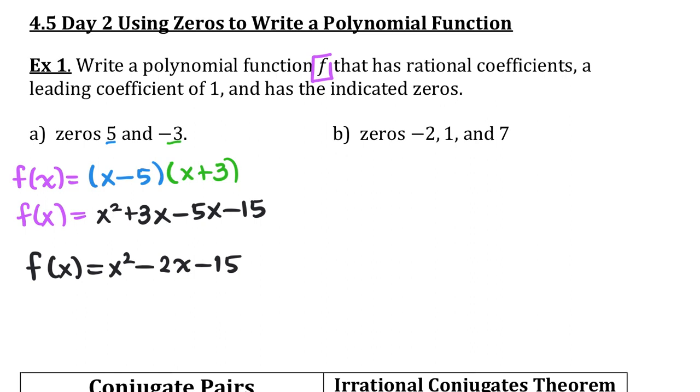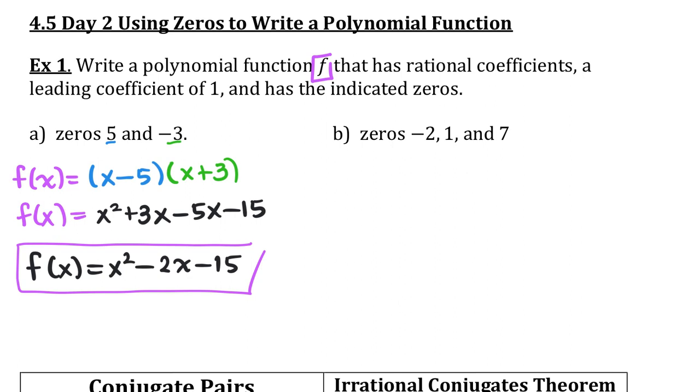This is my answer. Let's go back to the directions to make sure we met all the requirements. Okay, the polynomial function is f. Got it. Rational coefficients. The coefficients are 1, negative 2, and negative 15, which are all rational. The leading coefficient is 1. This is a 1x squared, and it has the indicated 0. So that's my answer. Okay, so I've done everything I need to do. Let's go ahead and do the next one.